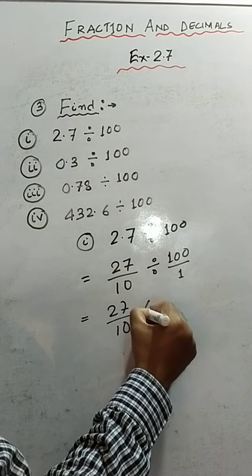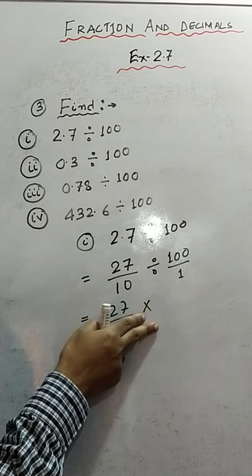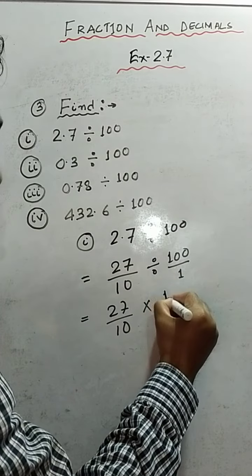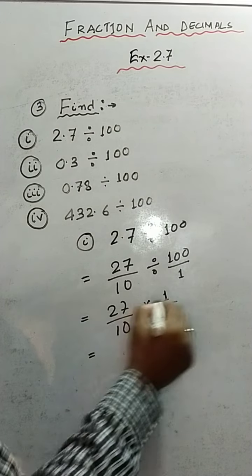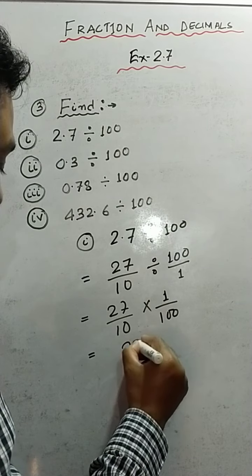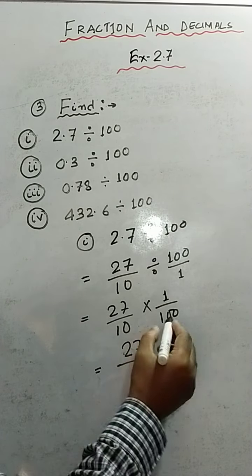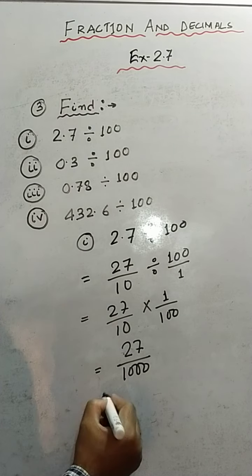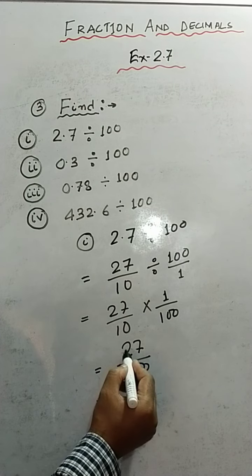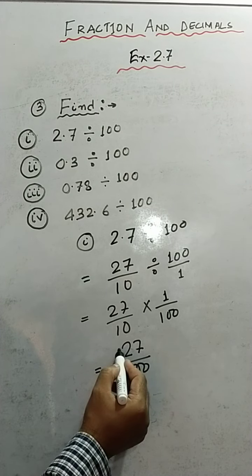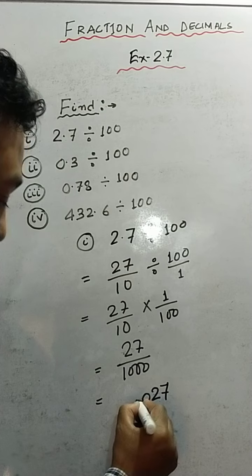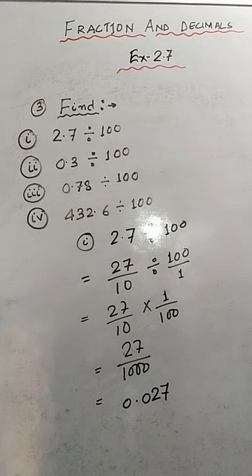Now this is a division sign, we have to write what? A multiplication sign. And when we do this, the fraction becomes its reciprocal, so 1 upon 100. Now we'll multiply numerator with numerator and denominator with denominator. 27 ones are 27, and 10 into 100 is what? 1000, isn't it? Now we have to convert it into decimal form. How many zeros are there? 3. And how many digits are there? 2. So we know that we have to make up the third digit with 0. So 0.027, okay, this is the required answer.